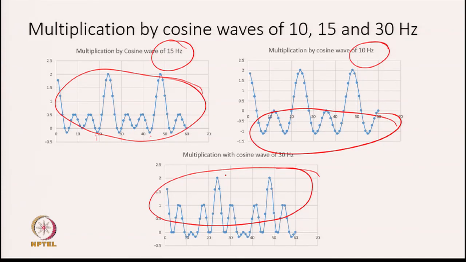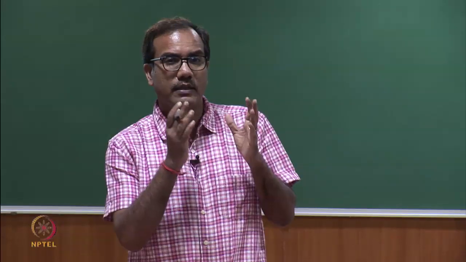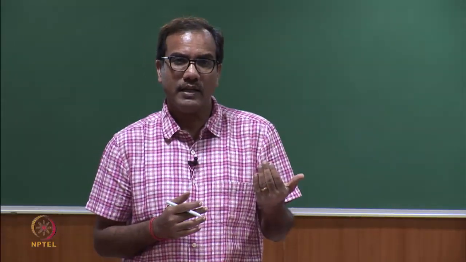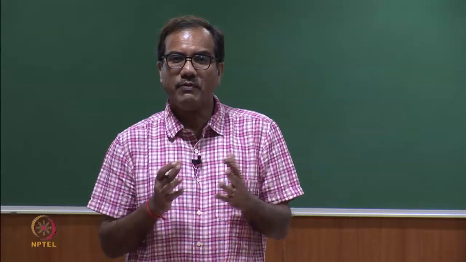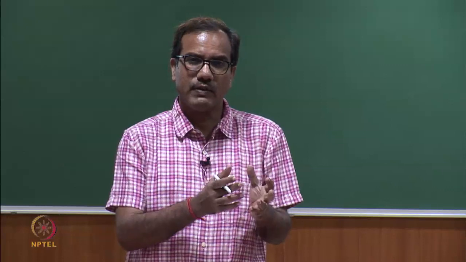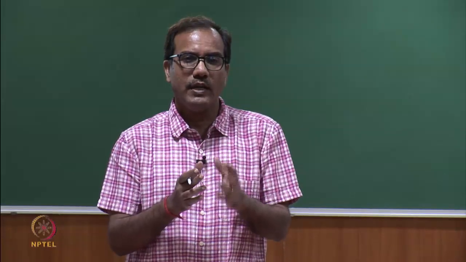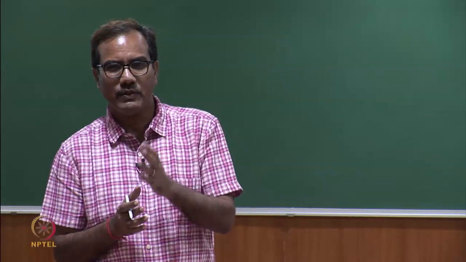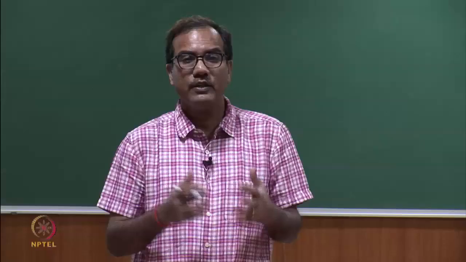So, what you expect is that if your time domain data is a sum of cosine waves of 15 hertz and 30 hertz, and then you multiply by cosine waves of, suppose, 1 to 60 hertz, apart from the two cosine waves, one with frequency 15 hertz and one with frequency 30 hertz, its amplitude is going to be 0 if we integrate from t equal to 0 to t equal to infinity. That gives us a very good tool to convert your time domain data to frequency domain data.